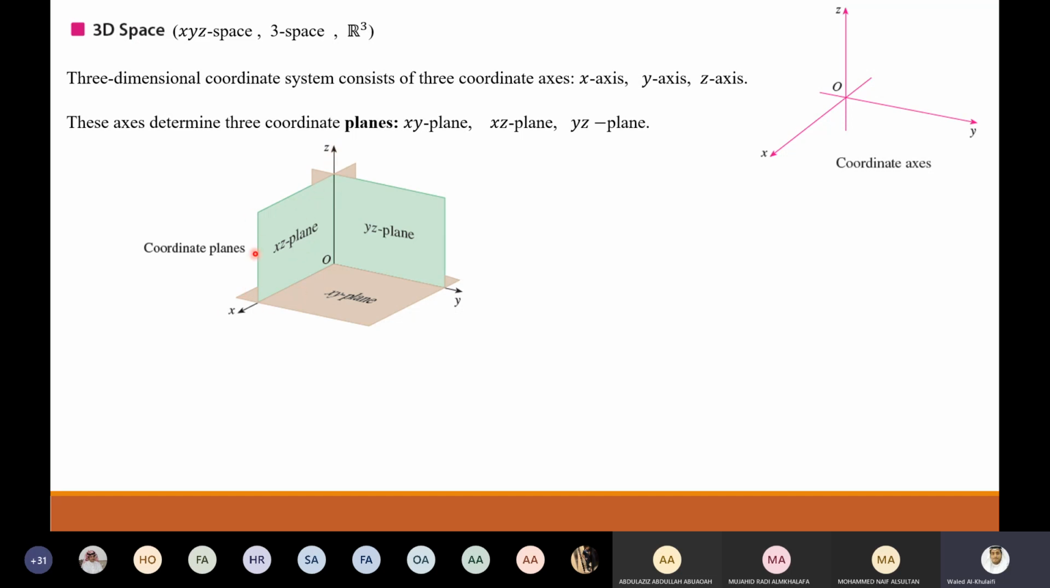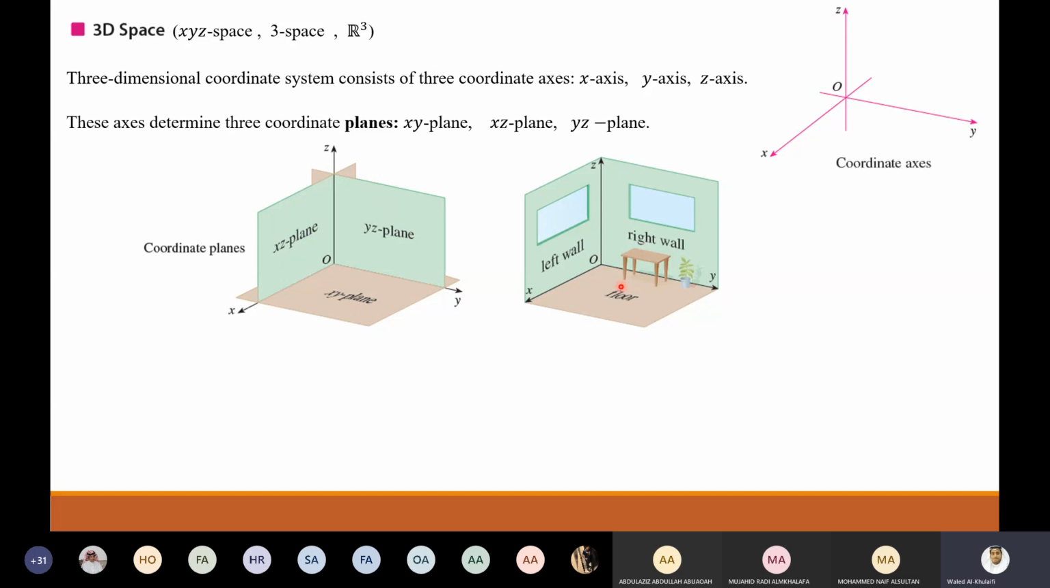Of course, the plane is not up to here, it's infinite. It goes this way and behind and up and down. The same thing for the floor. It covers all the way, infinite. You can imagine such a thing in your house, in your room.